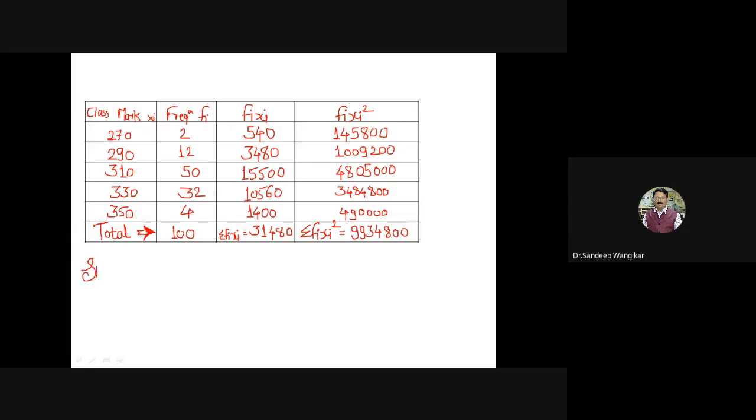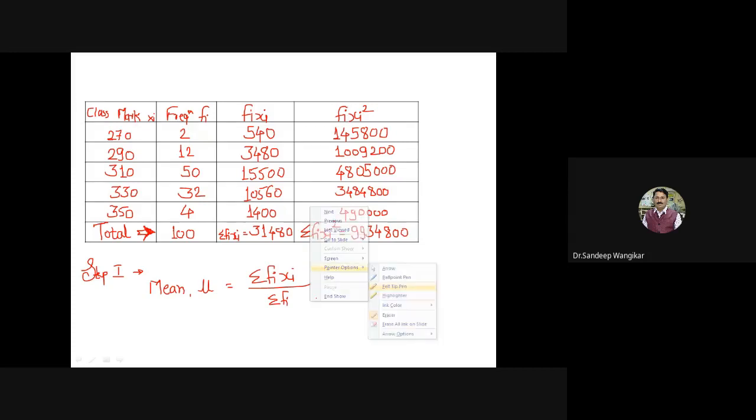Very first I will calculate, step number 1: mean, that is nothing but mu. So I will say mean is equal to summation fi xi divided by summation fi, or you can also call it n. The answer will not change. So don't write it otherwise, you will feel it as a multiplication. For your understanding, I have shown summation fi or summation n. Summation fi is nothing but n, 100.